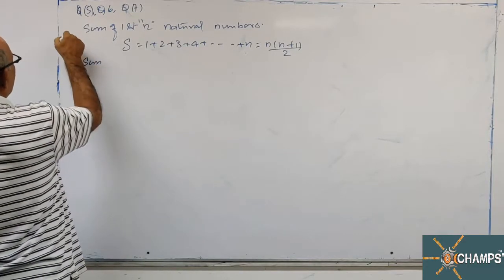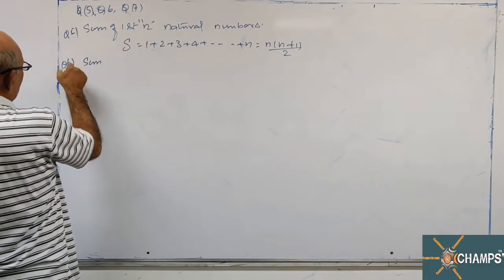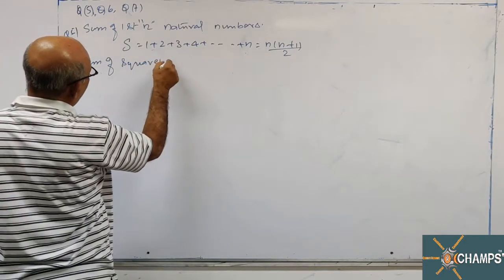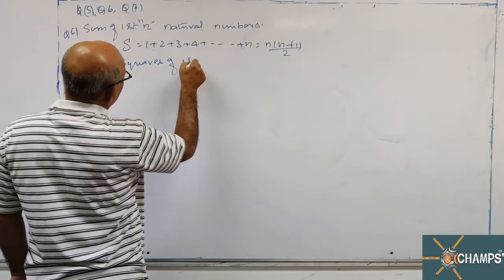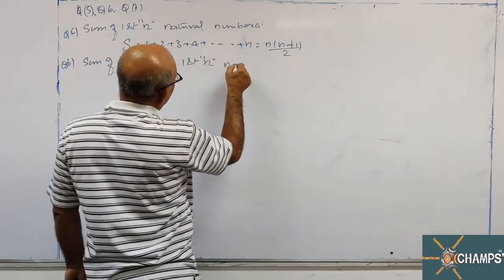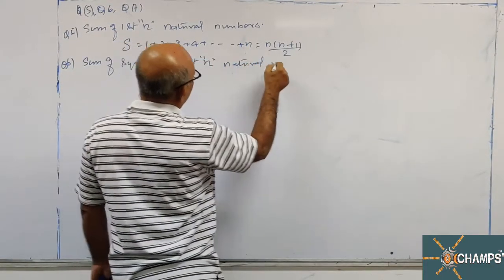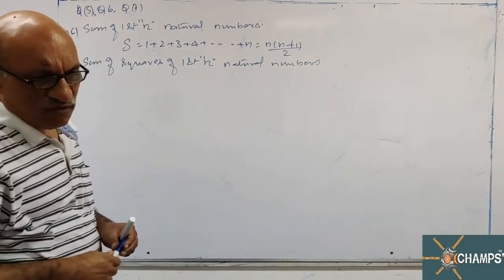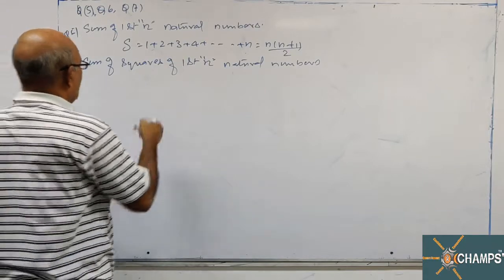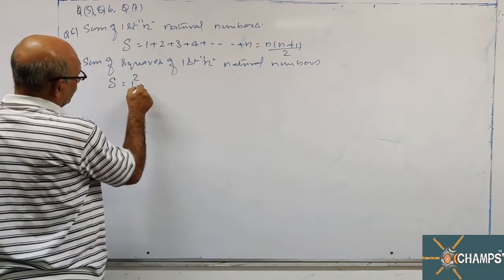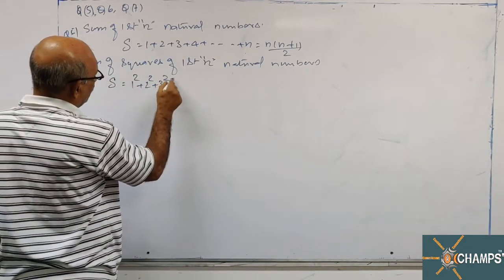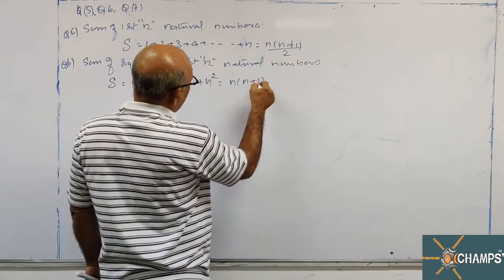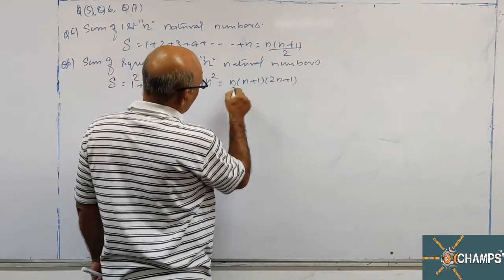This is question number 5. This is question number 6. Sum of squares of first n natural numbers: S is equal to 1 square plus 2 square plus 3 square plus etc. plus n square. This can be written as n into n plus 1 into 2n plus 1 by 6.